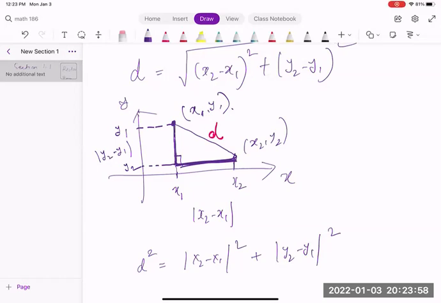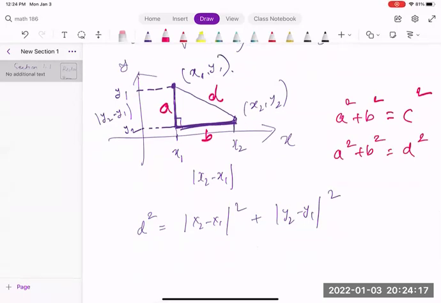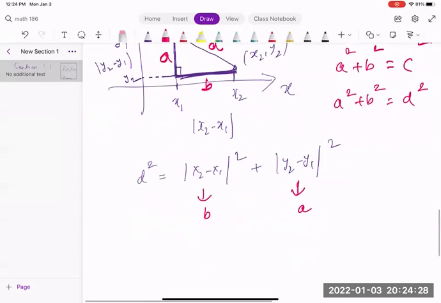So this was your A in here, this was your B in here, and what did the Pythagorean theorem say? A square plus B square equals C square. In this case, we would have A square plus B square equals D square. So your x2 minus x1 is B, your y2 minus y1 is your A in here. Okay, so we have B square plus A square, which can also be written as A square plus B square, commutative, that's your D square in here.